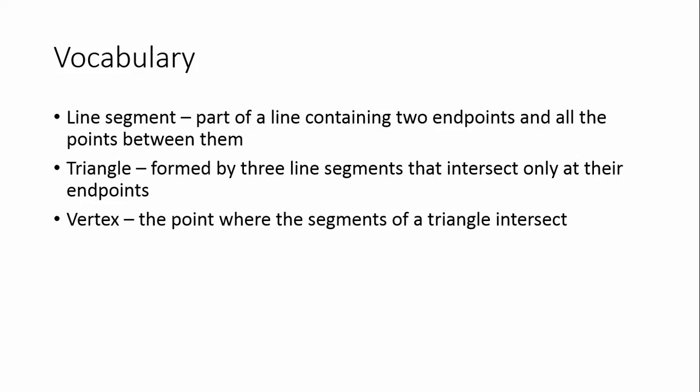So first, let's talk about some of the pieces that make up a triangle. Please make sure you have these definitions in your notes. First, we have a line segment, and that's part of a line containing two endpoints and all the points in between them. The triangle is formed by three line segments that intersect only at their endpoints. Then the vertex of a triangle is the point where the segments of the triangle intersect, and a triangle has three vertices.